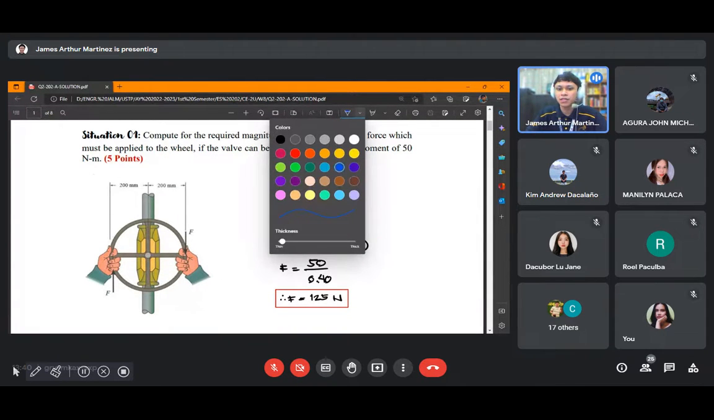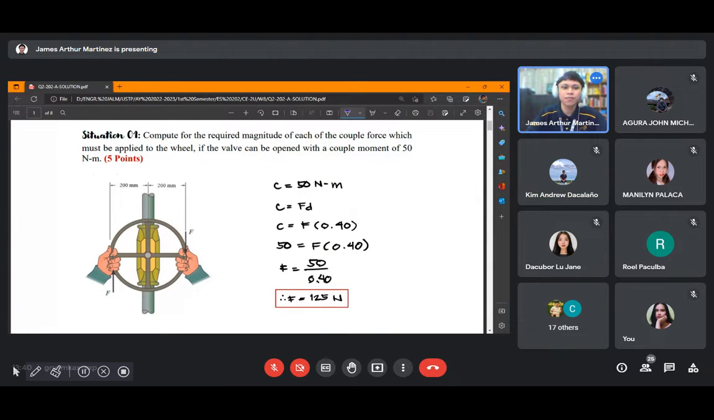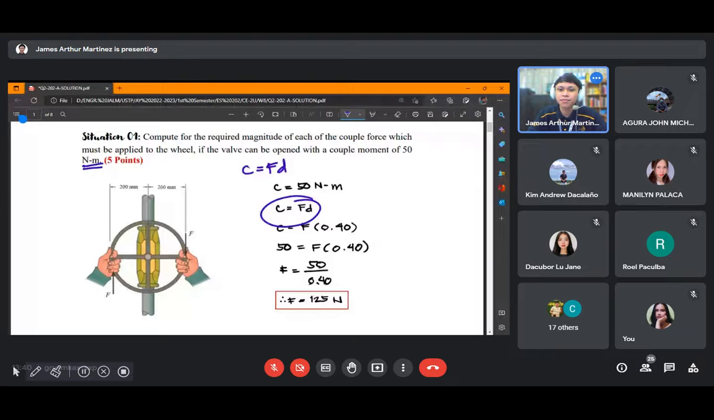Right? So, you are just asked about the force. How much force, rather, must be applied to the wheel if the valve can be opened with a couple moment of 50 newton meters. So, we know that couple is just equal to force times distance. That is the formula. So, couple there is a moment, and we know that a couple is composed of two forces oppositely directed but equal in magnitude. Therefore, what we are looking for in the problem is F.